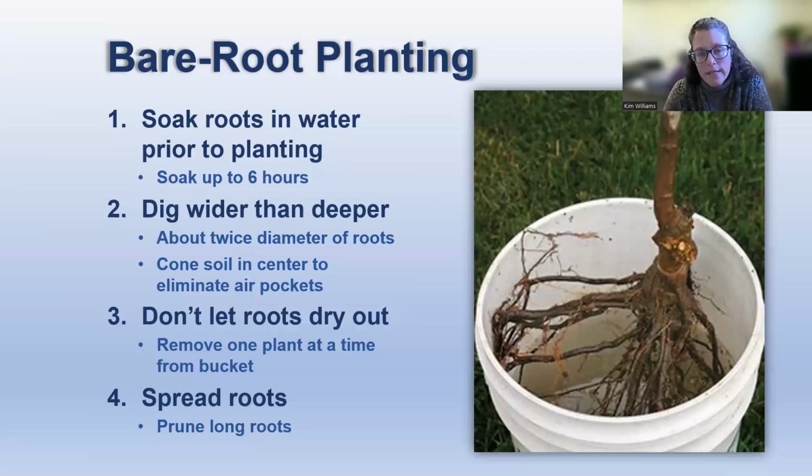You want to dig wider than deeper. You can spread the roots out rather than going straight down. So about twice the diameter of the roots. And like I said earlier, when you go to plant them, cone the soil up in the middle of the hole and lay the roots on the outside of that cone, and then fill in with the dirt. And don't be afraid to prune some long roots. Sometimes you'll get a plant and there'll be a really super long root or several roots. You can cut them off to the level where most of the roots are.